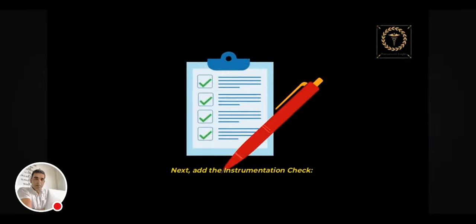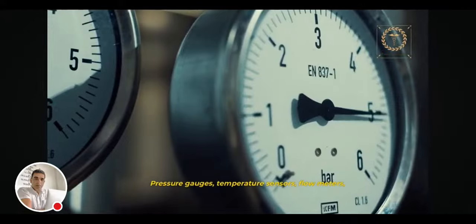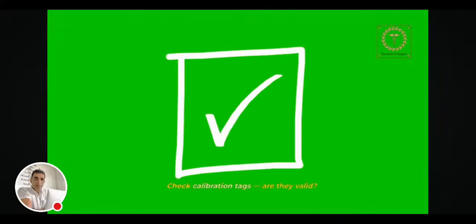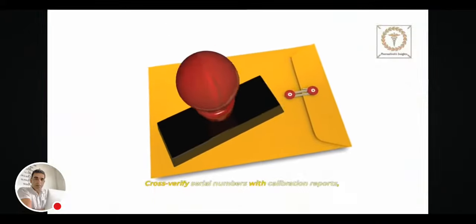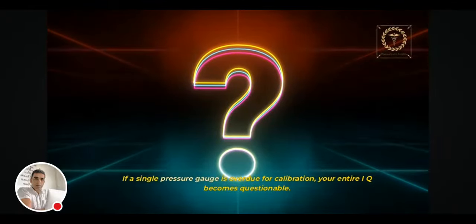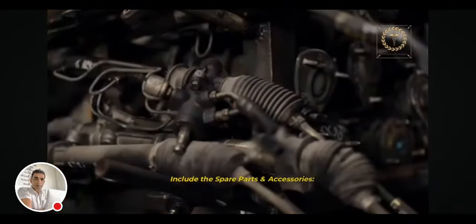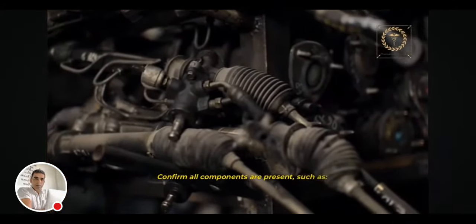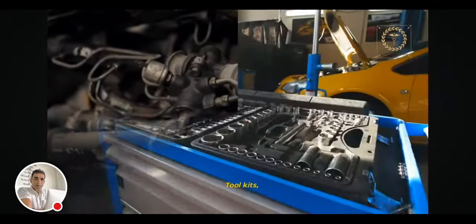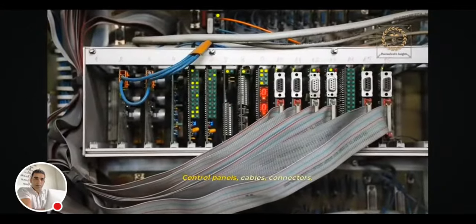Next, add the instrumentation check. Record all measuring instruments used in the system: pressure gauges, temperature sensors, flow meters. Check calibration tags, are they valid? Cross-verify serial numbers with calibration reports. If a single pressure gauge is overdue for calibration, your entire IQ becomes questionable. Don't let one tag bring down your validation. Include the spare parts and accessories. Confirm all components are present, such as toolkits, spares, such as filters, gaskets, control panels, cables, connectors.